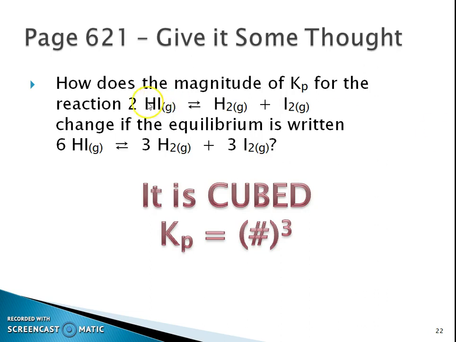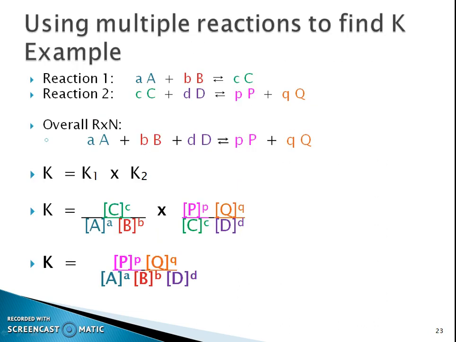Hopefully that makes sense because you went from a 2 to a 6, so you tripled the entire coefficients of that balanced equation, so you're going to cube your K. And again, I'm showing you here Kp instead of Kc because all of these are gases, so remember that we can also talk about gas pressures as a constant.